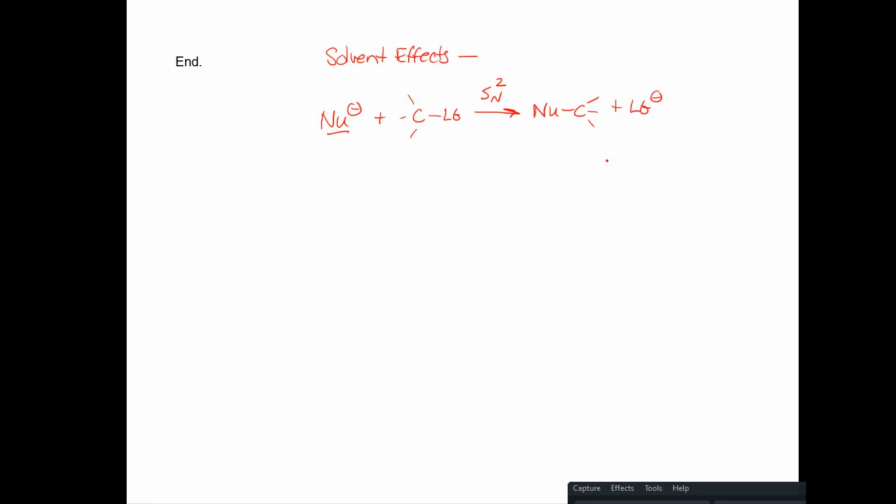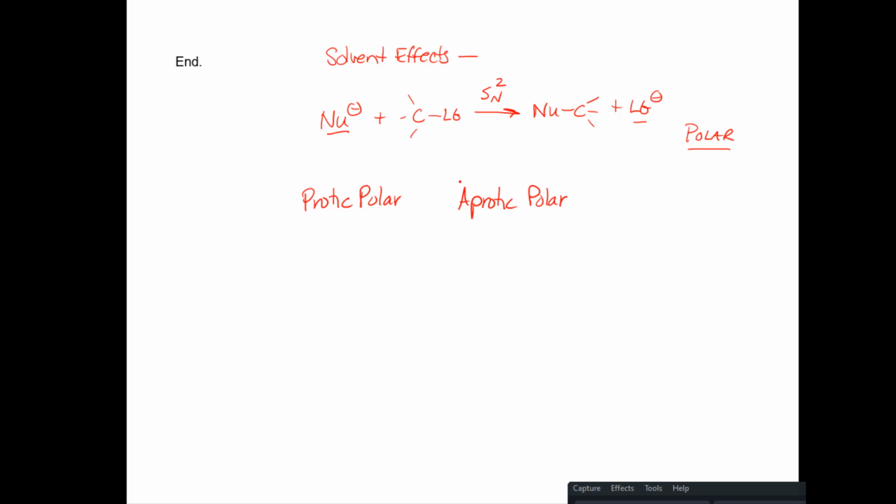Because I have ions here, I need to use a polar solvent. This is not going to be possible in a nonpolar solvent, because ionic substances are not very soluble in nonpolar solvents like hydrocarbons, like hexane or pentane. So first of all, I need polar solvents for SN2 reactions. But there are two classifications of polar solvents: protic polar solvents and aprotic polar solvents.